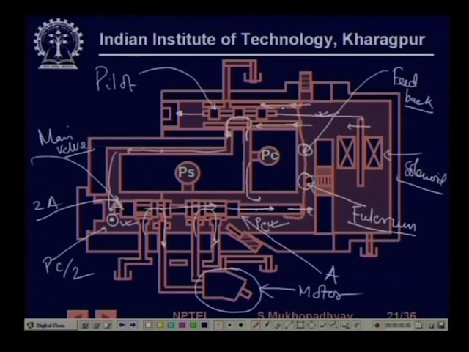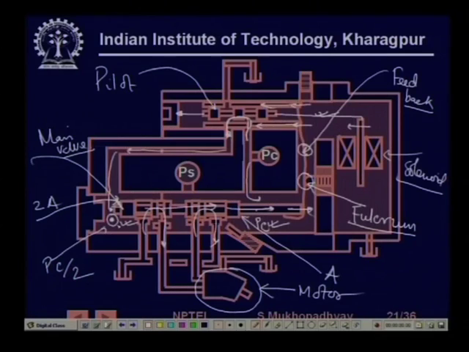So, again the relative motion, this motion of the sleeve will nullify the relative motion of the spool which was created by the current. So, again at a certain position, at a certain gap, this will become PC by 2. The moment it becomes PC by 2, there is no force on this and it will come to stop. It is at that position that there is a certain amount of opening here.